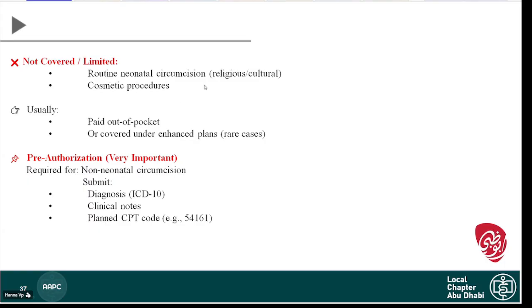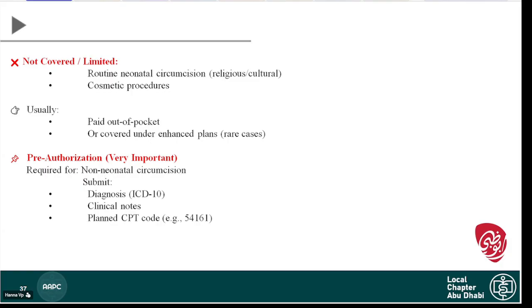Routine neonatal circumcision, which is religious or cultural, is not covered under this. And also cosmetic procedures. The circumcision we are doing for the purpose of cosmetic surgeries is also not covered under the insurance. Usually, these things we have to pay out of pocket. From the patient side only, they have to pay.